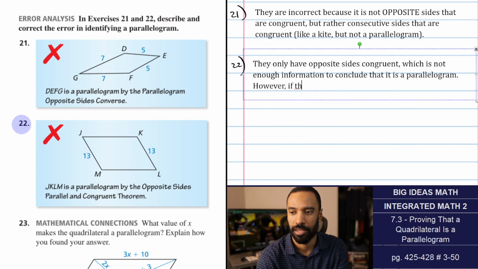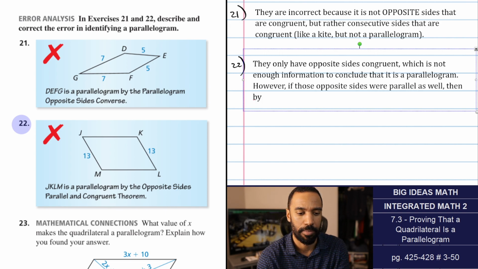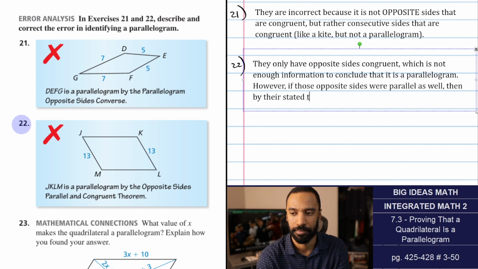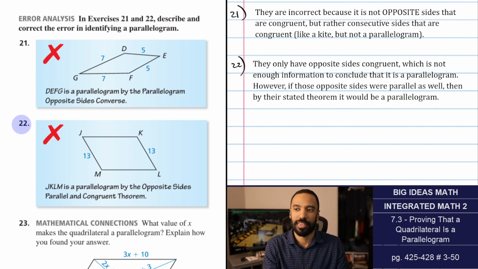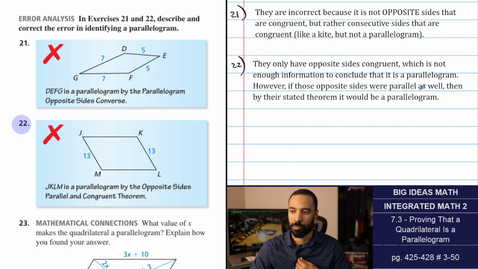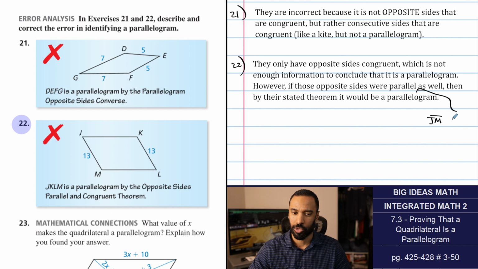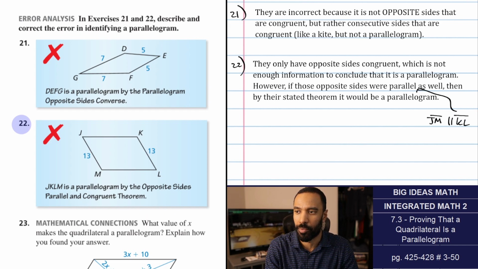However, if those opposite sides were parallel as well, then by their stated theorem, it would be a parallelogram. Okay. So given that, we needed these to be, if opposite sides were parallel as well, I'm talking about JM parallel to KL. If they were, then we'd be where we want to be.